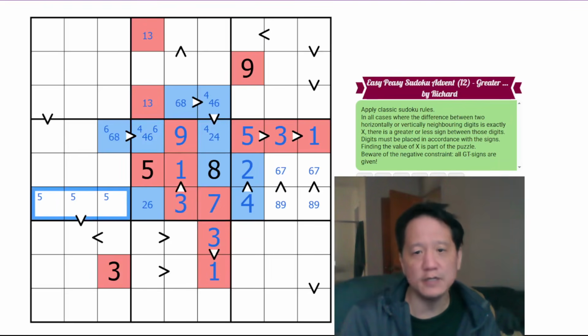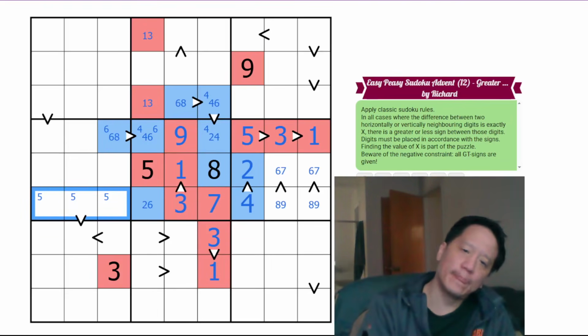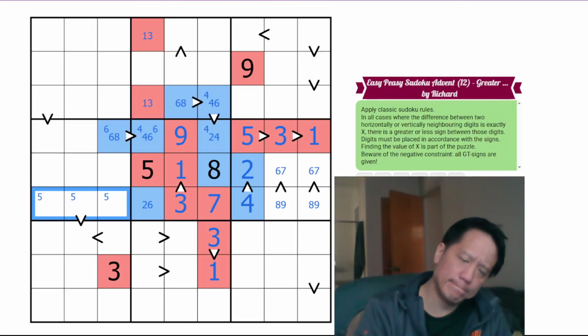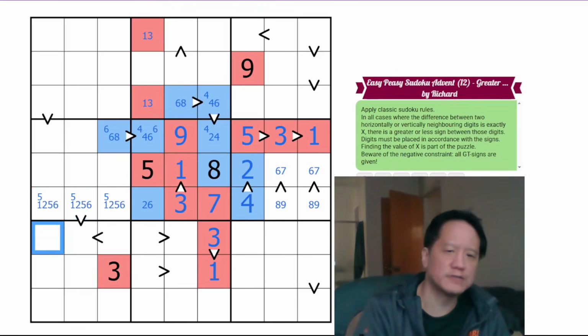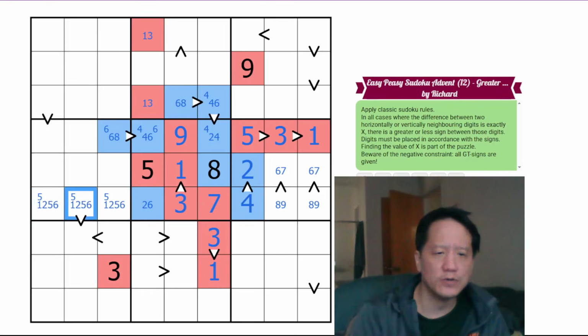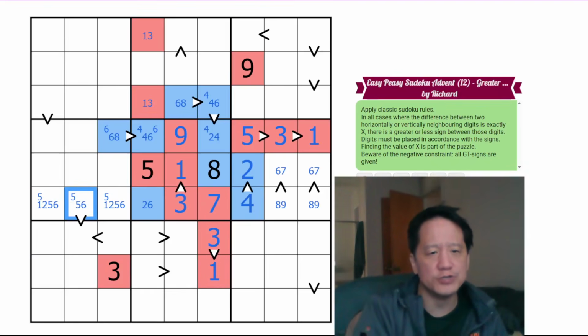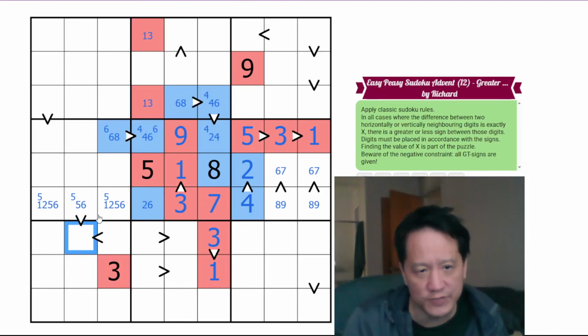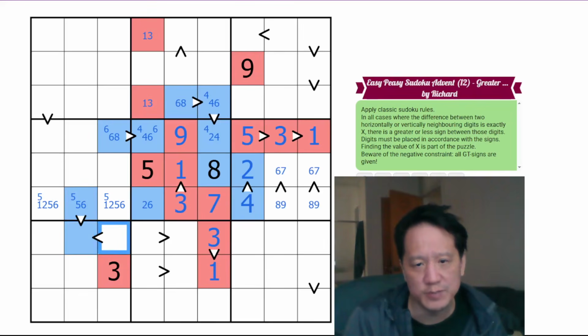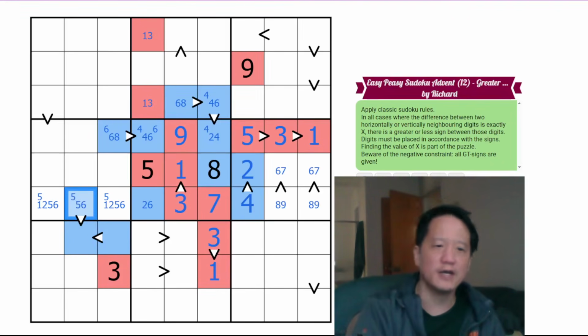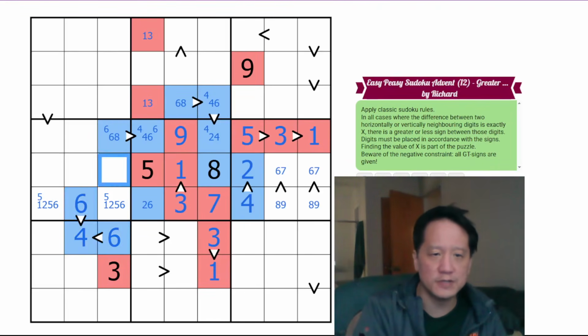Remaining digits in row 6: 1, 2, 5, and 6. So this can't be 1 or 2 because there's no digit that's 2 less than either of those. If this is 5, this would be 3, so this can't be 5. So this must be even, 6. This must be 4. This must be 6. So we have 6 here, 4 here, 6 here, which means this can't be 6. That's 8, which makes this a 6.